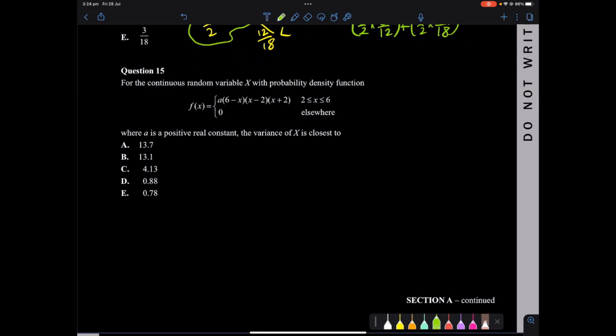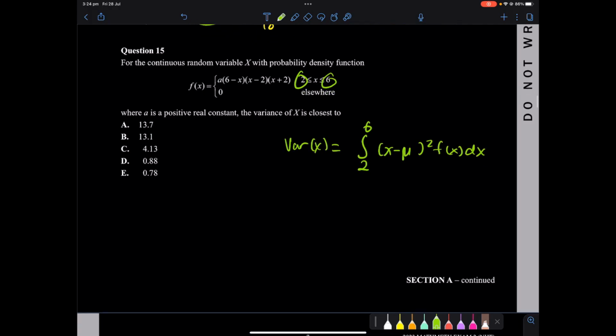Question 15: for a continuous random variable x, we have this, where a is a positive real constant. The variance of x would be what? So we know the variance of x is the integral from 2 to 6 of x minus your mean value, squared, times f of x dx. But we don't know our mean value and we don't know the value of a. So to calculate the value of a, I'm going to go on my calculator.